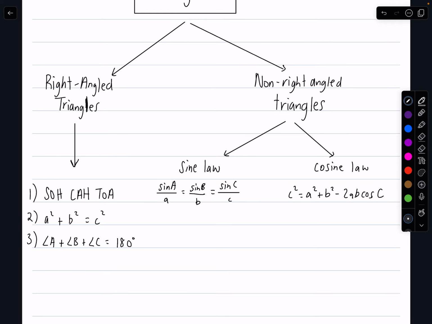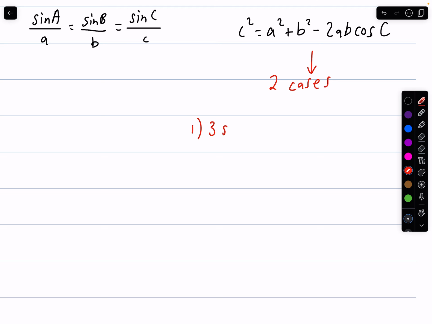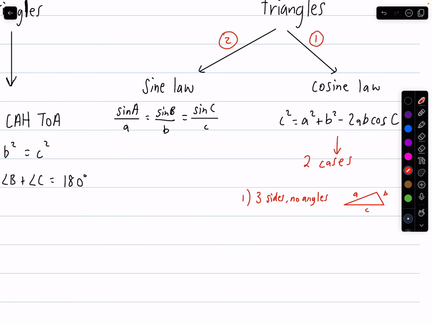Now here's the thing when you're using sine law or cosine law. The first option you want to check is cosine law when you have a non-right angle triangle. The second option you want to check is sine law. And what do I mean by that? With cosine law, there are two cases that you need to know. The first case is if you have three sides and no angles. If the question gives you three sides but no angles, you know for sure you're going to be using cosine law.